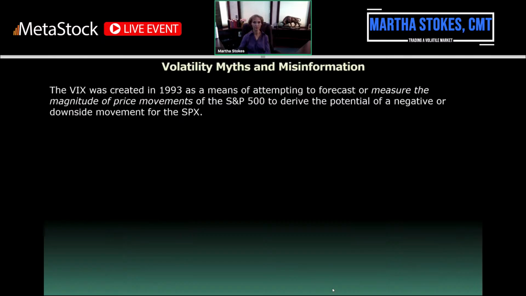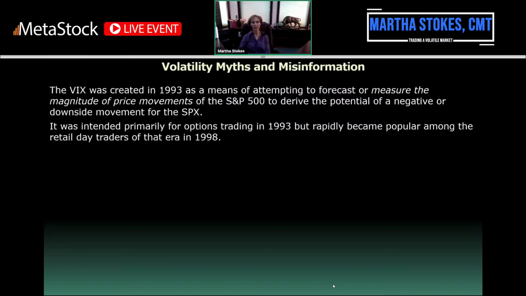Okay, that's very important. Volatility, myths, and misinformation. The VIX was created in 1993. I want to repeat that, as a means of attempting to forecast or measure the magnitude of price movements of the S&P 500 stocks to derive the potential of the negative or downside momentum movement for the SPX. So it is a negative or a reverse thing. It's looking for the downside, not the upside.